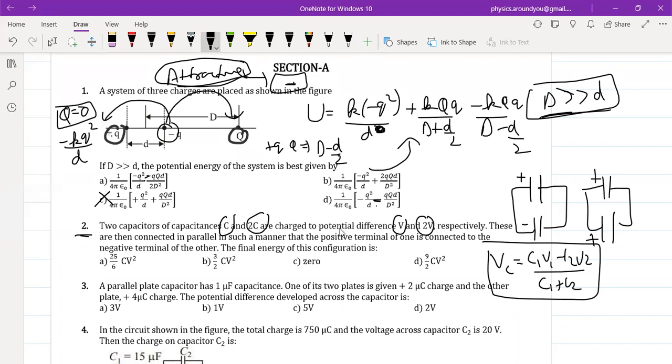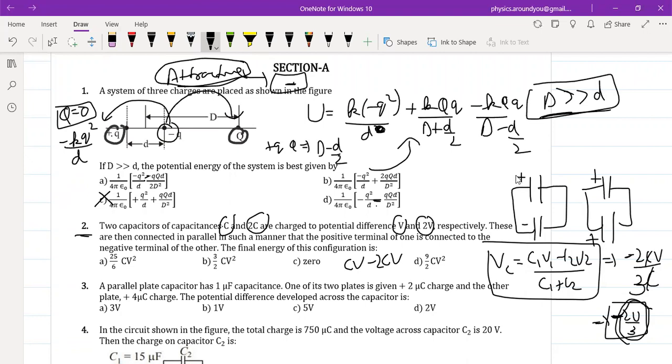C1 V1 minus C2 V2 by C1 plus C2, because they are connected positive to negative. So C into V is CV. 2C into 2V is minus 2CV. So overall, what I get is minus 2CV by the sum of them, 3C, 2C plus C, 3C. So I get minus 2 by 3. But I won't give much heed to this negative sign, because I know the potential's magnitude is more important than its sign. So the common potential of the two capacitors is 2V by 3.